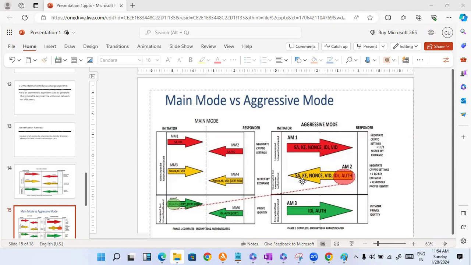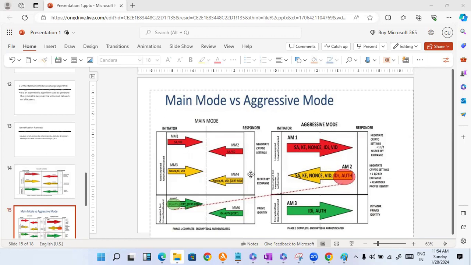After the key is shared in the same message, they also share the encryption details and key details. And once this is done, we have the authentication in the third message. So this is the main difference between main mode and aggressive mode in phase one.